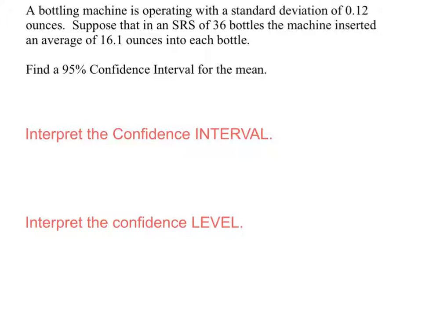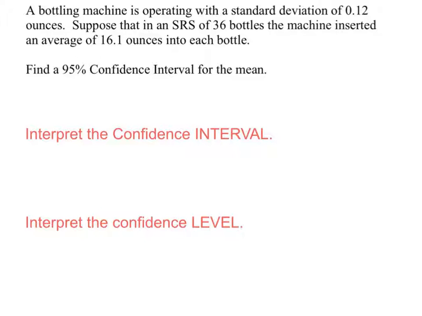In this video, we're going to talk a little bit more about confidence intervals. So, a bottling machine is operating with a standard deviation of 12 hundredths ounces. Suppose that in a simple random sample of 36 bottles, the machine inserted an average of 16.1 ounces into each bottle. Find a 95% confidence interval for the mean.